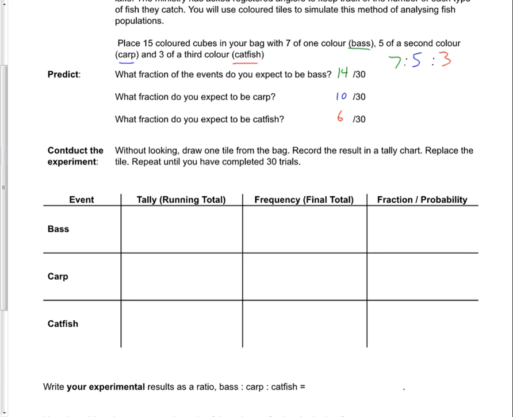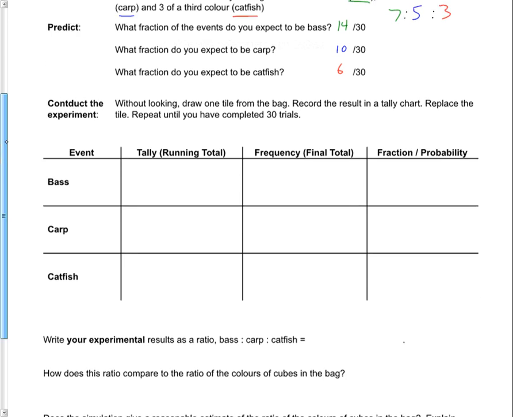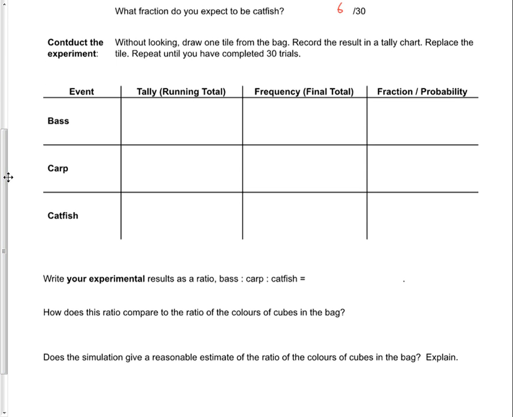Now you're going to run this experiment on your own, and you're going to record your results in a tally chart just like we had done before. I've had a chance to run this particular experiment, and my results are listed right there. I had a frequency of 15 bass, 12 carp, and 3 catfish. That just happens to be my results. Your results are probably going to be different.